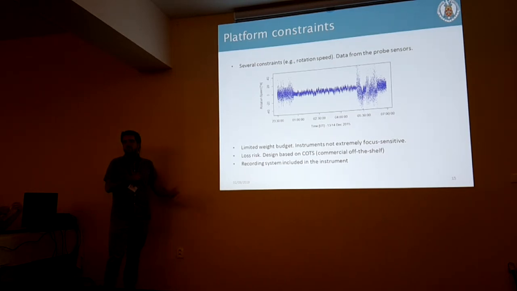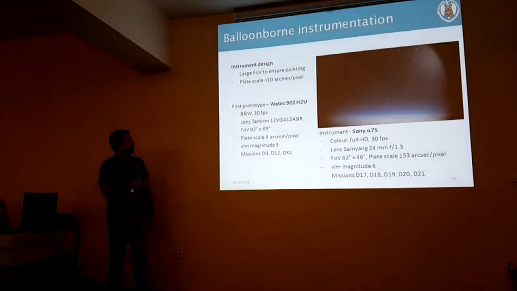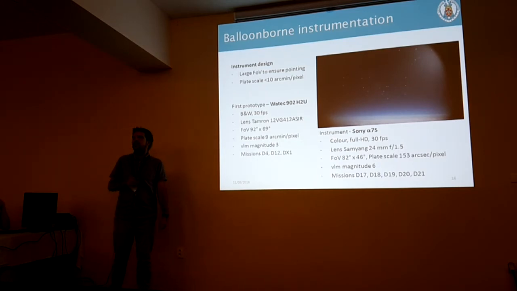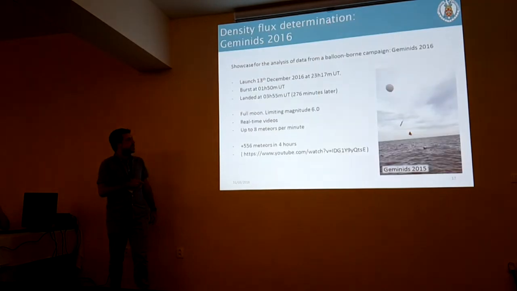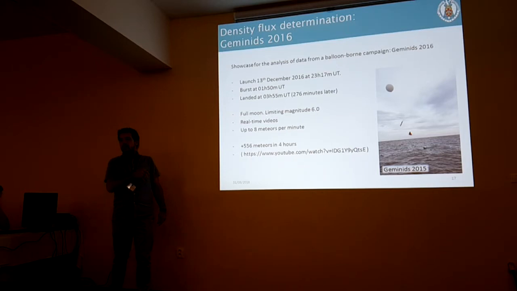So, not use a $1 million instrument, just go to commercial off-the-shelf things. First we started with Batek, then we went to this Sony Alpha 7S. You can talk to Alex, who I guess brought the cameras, for more technical details. And this is the data of the campaign. These are some basic data. We had the full moon, and still we reached limiting magnitude 6.